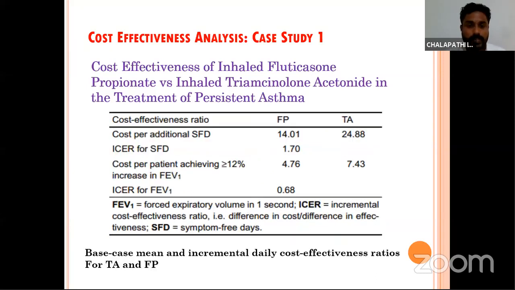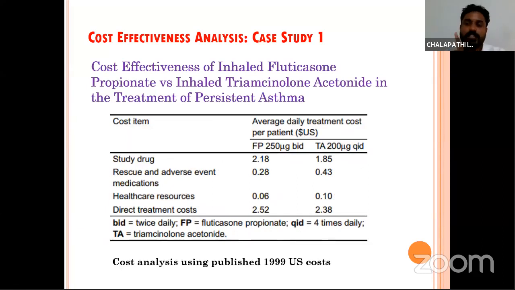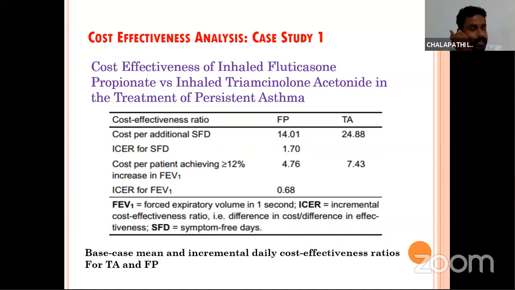And you see here, this was the calculation they have done. Here is the cost calculation. This is the first step which I told you, cost consequences analysis, CCA, where they have calculated each cost for each patient. And as a second step, I told you, cost effectiveness ratio. You see this cost per additional SFD to get a single symptom free day. SFD means symptom free days. FEV1 is the next one. I told you one outcome before and another outcome which they are calculating is symptom free days. And to get a single symptom free day, FP has to pay 14 rupees. TA has to pay 24 rupees.